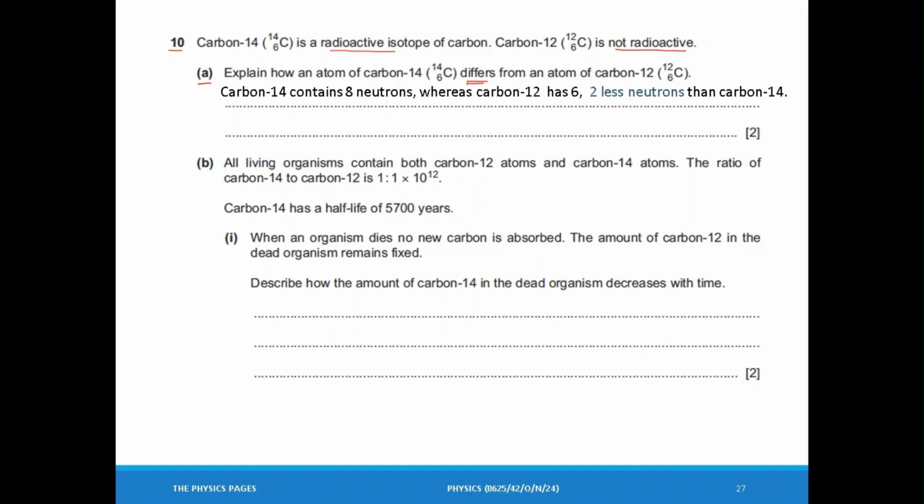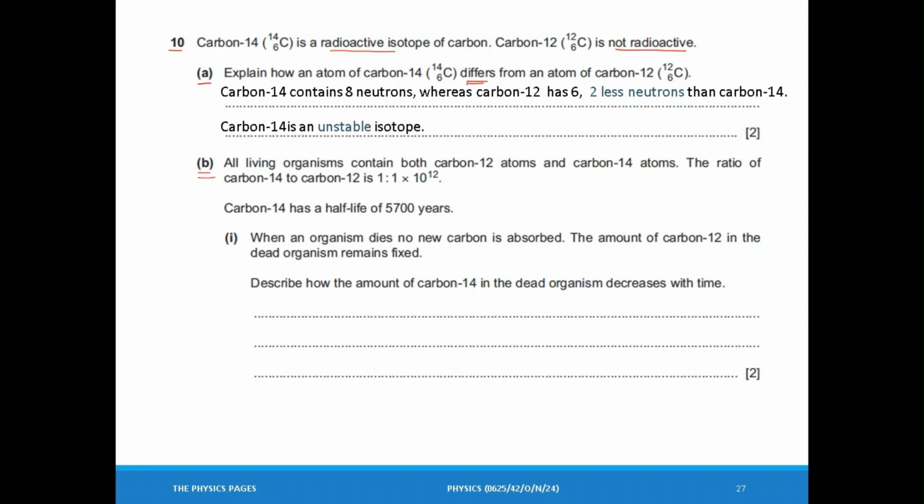So we can also say, in other words, that carbon 14 is heavier than carbon 12. And I can also mention here that carbon 14 is an unstable isotope because it is a radioactive isotope. It will start emitting radiation at any time, whereas carbon 12 is not radioactive, it is a stable isotope of carbon.